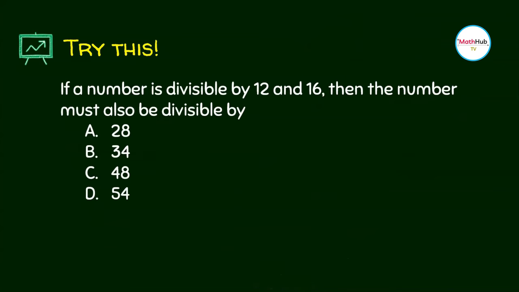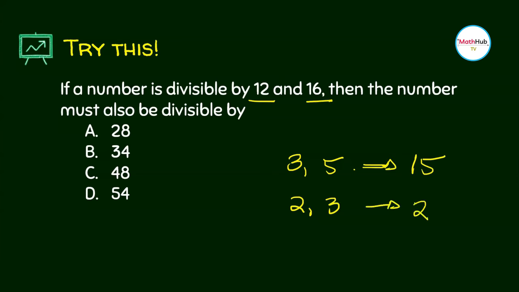If a number is divisible by 12 and 16, then the number must also be divisible by what number? Let's start with a smaller number. If a number is divisible by both 3 and 5, then that means it is divisible also by 15. If it's divisible by 2 and 3, it's also divisible by 6. If it's, let's say, 4 and 10, is it divisible also by 40? Is it automatic? No. The answer is that it is divisible by 20.